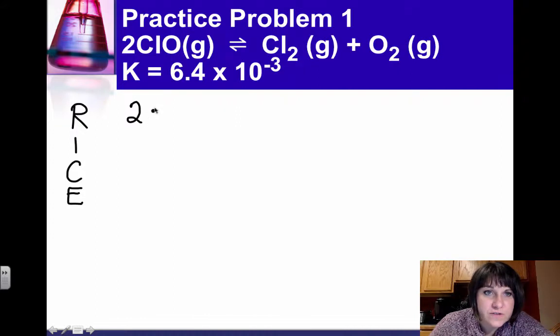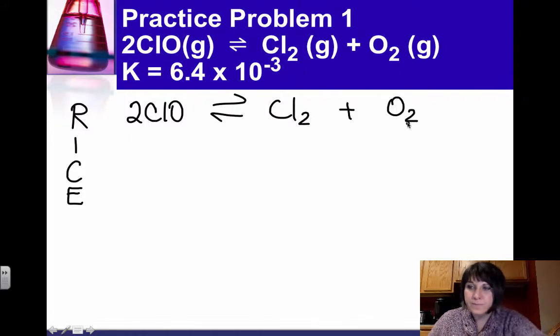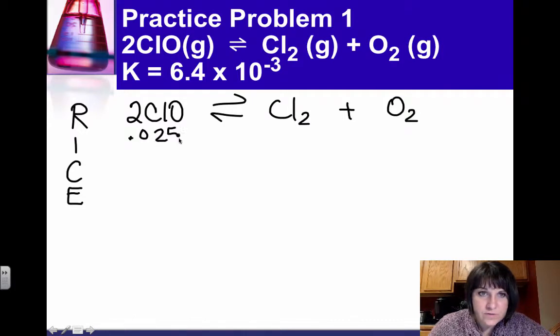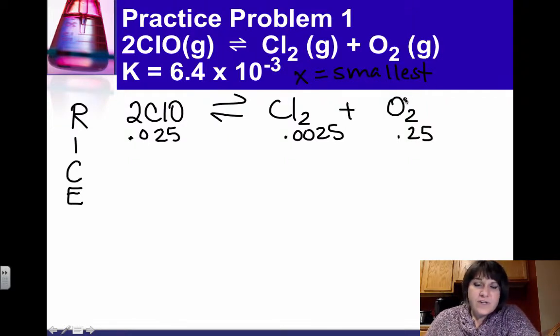All right, so the reaction is 2 chlorine monoxides produces 1 chlorine molecule and 1 oxygen molecule. And let's go back to the amounts that they gave us. This one was 0.025 to start with, 0.0025, and 0.25. Again, we want to use the small x assumption, so x has to be the smallest thing in our RICE table. What do you think is going to end up being the smallest? K is really small, so we're not going to make very much products at all.